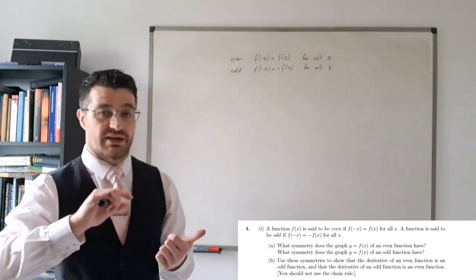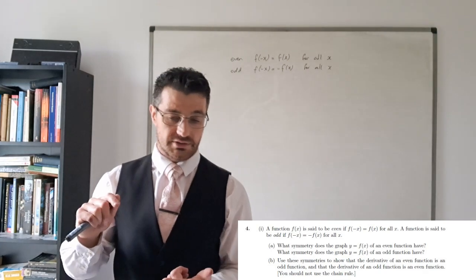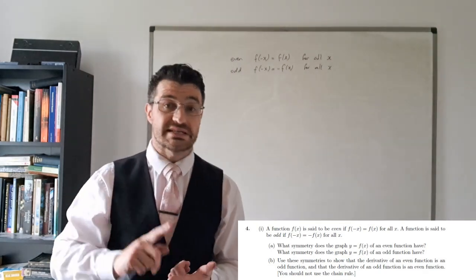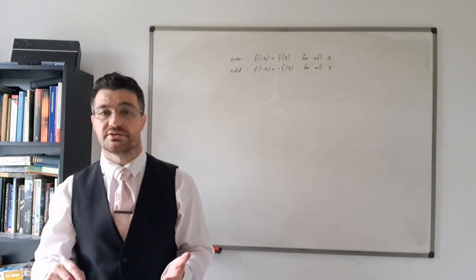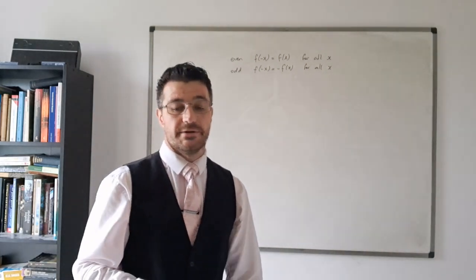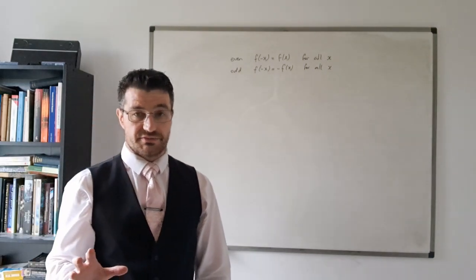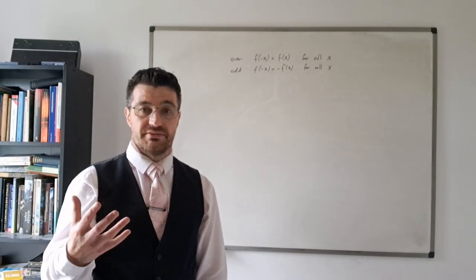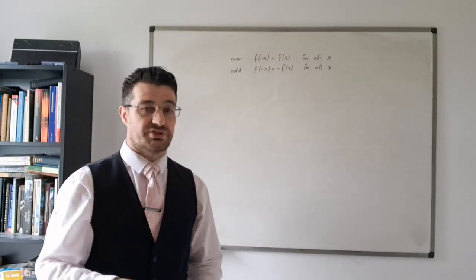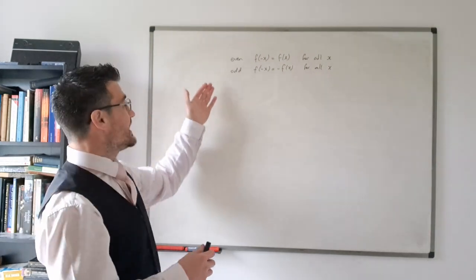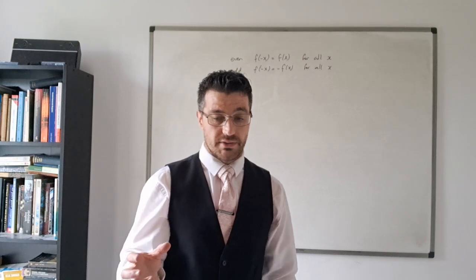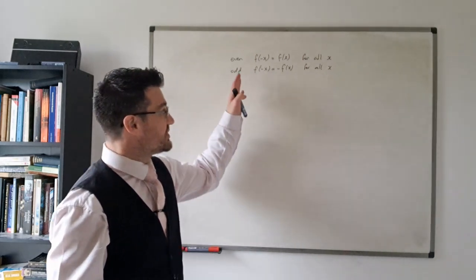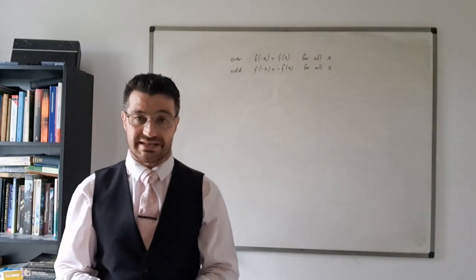We're not told whether they have to be continuous, whether they can be discontinuous, whether they have to be differentiable, whether they have to be polynomials or any other type of function. We don't know all of this stuff just yet. Now, it might be that there are certain types of functions that are excluded from being even or odd, but we're not going to worry about that right now. We've just got the definitions.